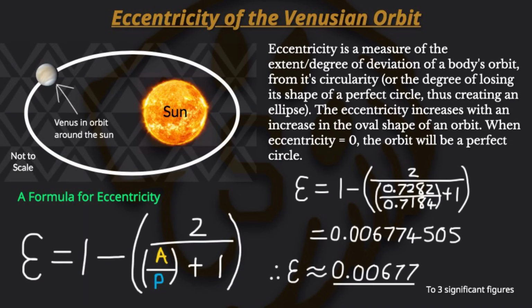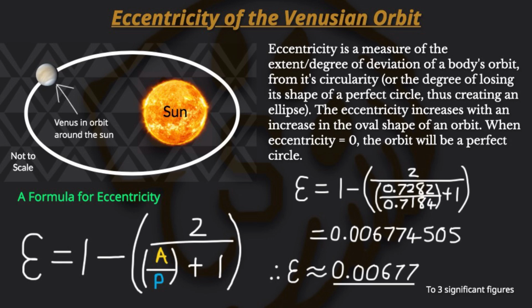As aforementioned, eccentricity was explained in the previous episode, which is the episode on Mercury. So you might need to watch that to understand what's happening here. But basically, if we read that note, we might get an idea, which says eccentricity is the measure of the extent or degree of deviation of a body's orbit from its circularity, or the degree of losing its shape of a perfect circle. Don't worry about that diagram that you see.